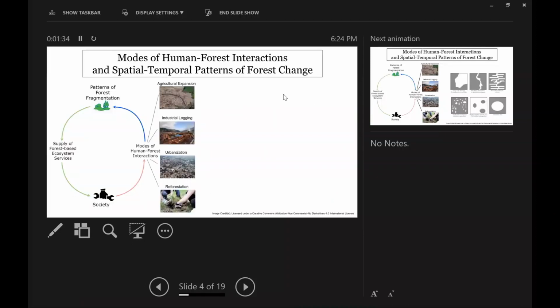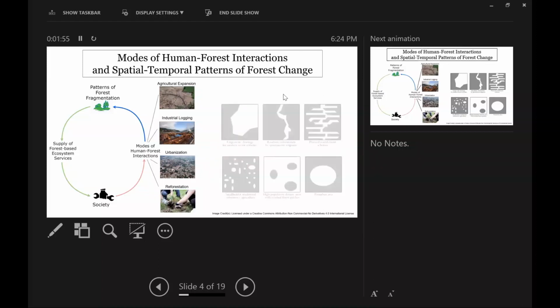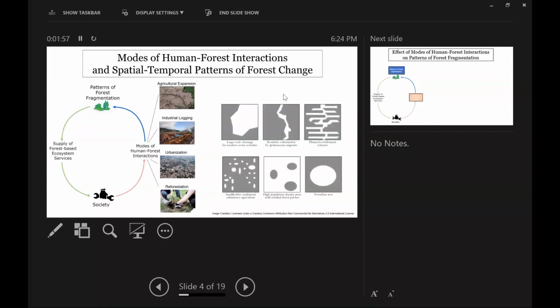At the same time, research also suggests that certain dominant modes of human-forest interaction, such as agricultural expansion, industrial logging, urbanization, and human-enabled reforestation efforts, which are all instances of land cover change, can lead to varying patterns of forest fragmentation. In fact, previous literature suggests that these typical modes of human-forest interactions might manifest in characteristic patterns in both time and space.